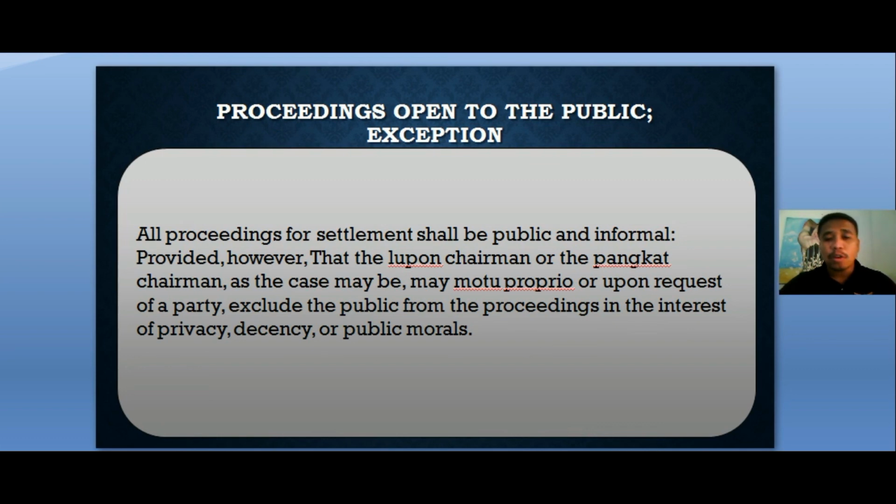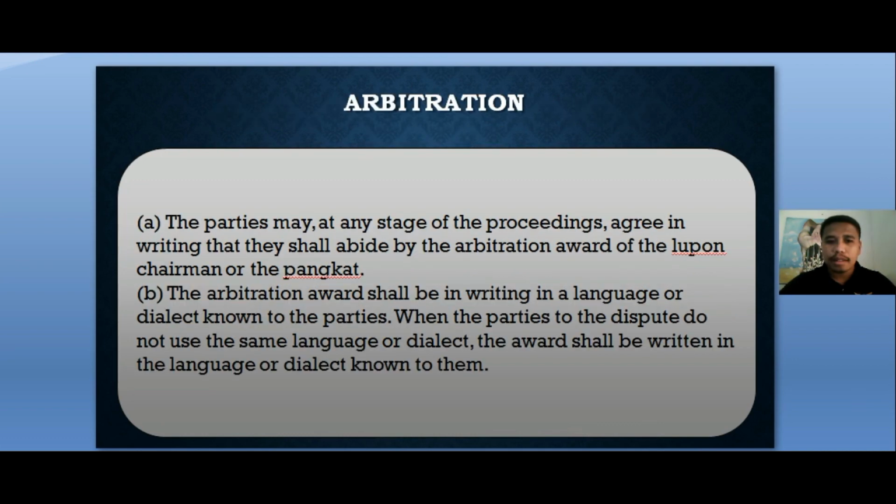Who are these minors? I'm referring to those persons aged 18 years old below or below 18. So if the dispute involves a minor like 17 years old or below, it is not legal or not allowed under the law that the settlement should be in public. Because what is required under Republic Act 7160 or the Local Government Code, the settlement should be in private whenever a minor is involved.